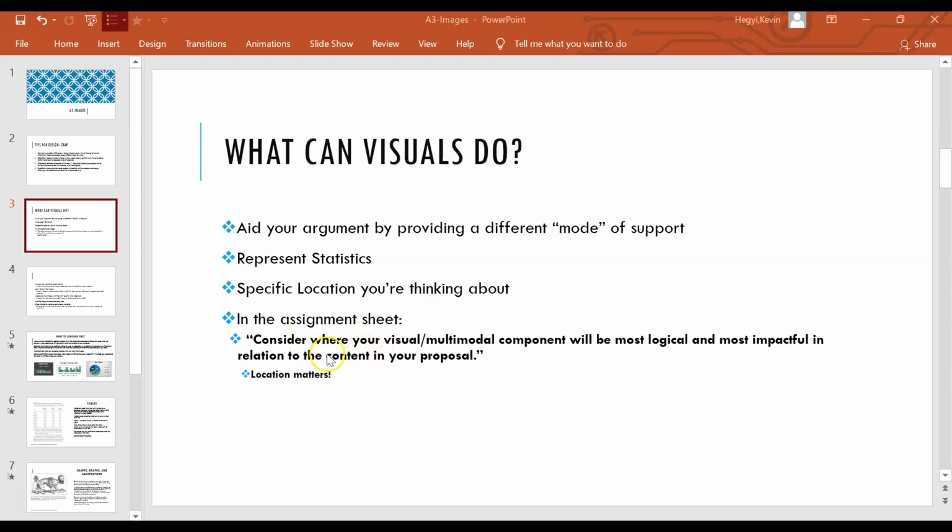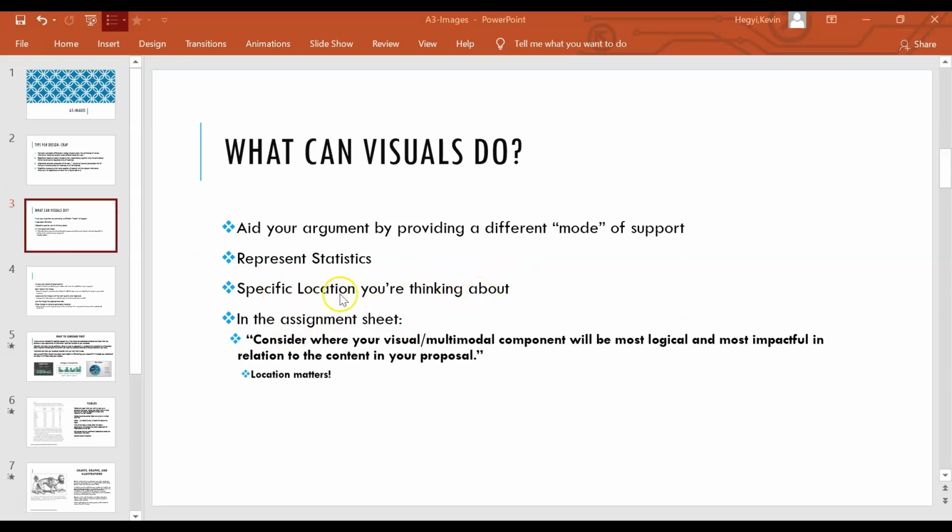So where is important, but also what you're including is going to be important. What visuals are trying to accomplish is that they're really trying to aid your argument by providing a different mode of support. So you're proposing something, but sometimes words have their limitations and we need to bring in a visual component, a graph, a chart, a figure, an illustration, something. You can represent statistics, you can represent ideas, trends, a location that you're thinking about.